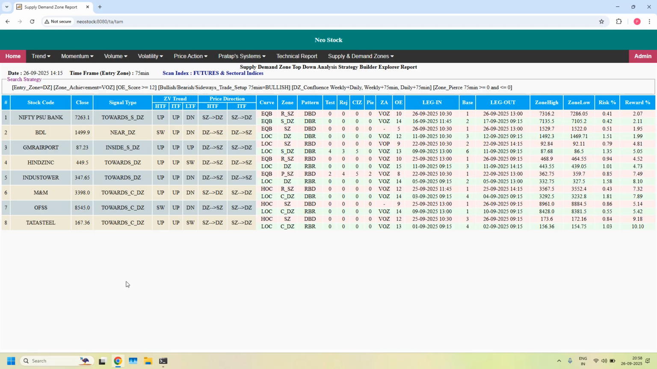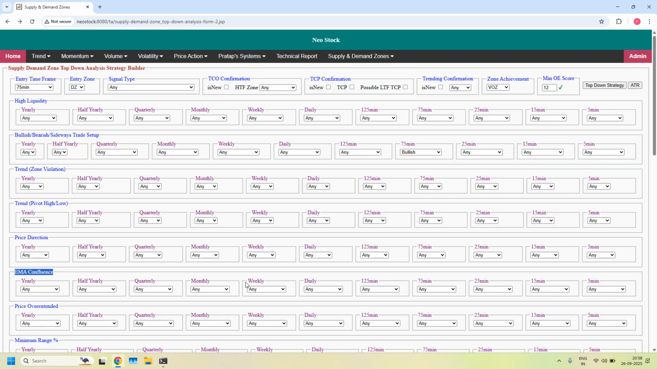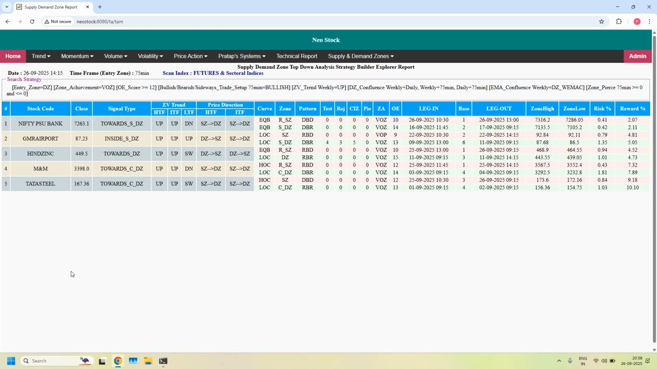So in those 6, let us further filter based on weekly demand zone having weekly EMA confluence. At the same time, trend on the weekly should not be sideways. It should be uptrend because it is bullish trade setup. So we got 5 stocks, all having a HTF trend uptrend.